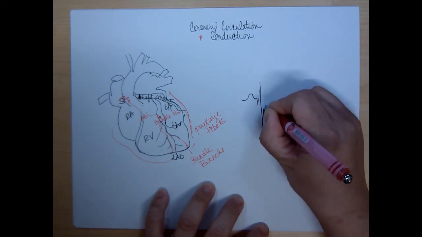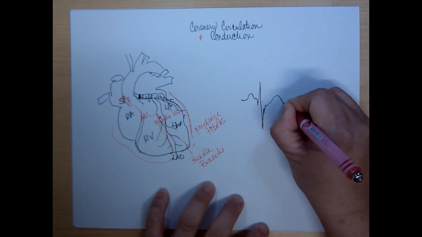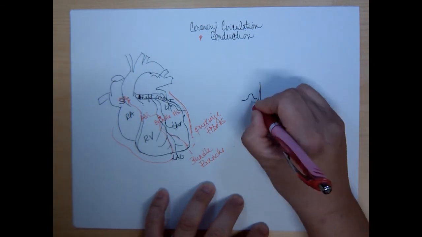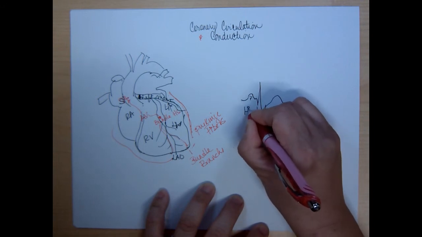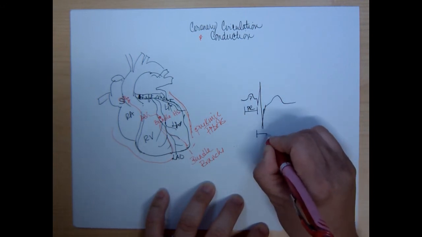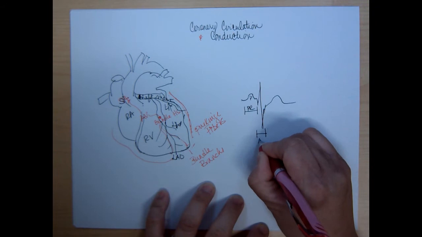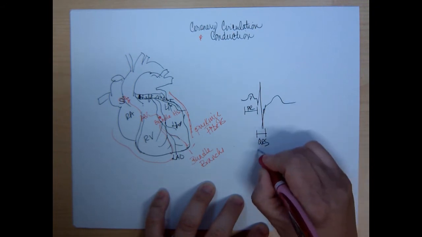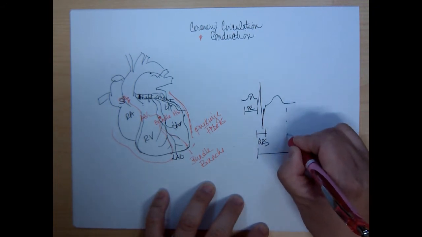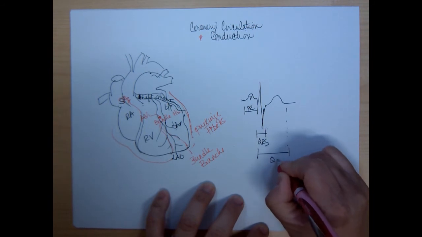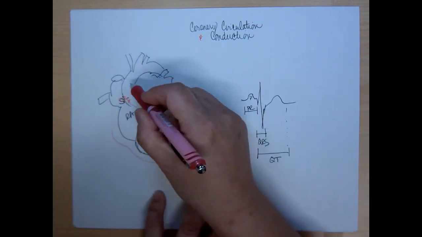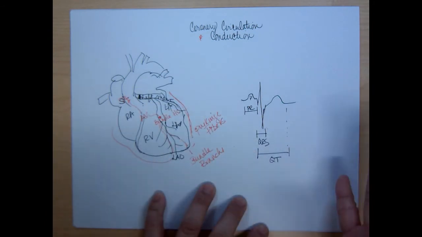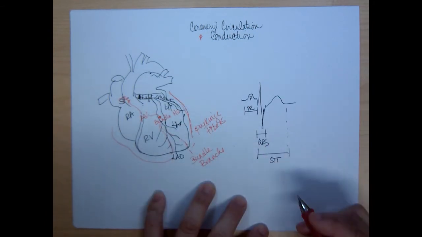Wait, hang on. So here you got a P wave. Here is the PR, right? Here is QRS, and then here, all the way, is QT. And so you have to really understand that when you actually depolarize, which means you contract and then you relax, what does this all mean?